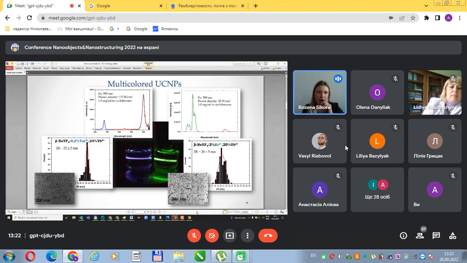The size of our nanoparticles was about 20 nanometers, with a very narrow distribution, as you can see on the histogram obtained from the scanning electron microscopy measurement.